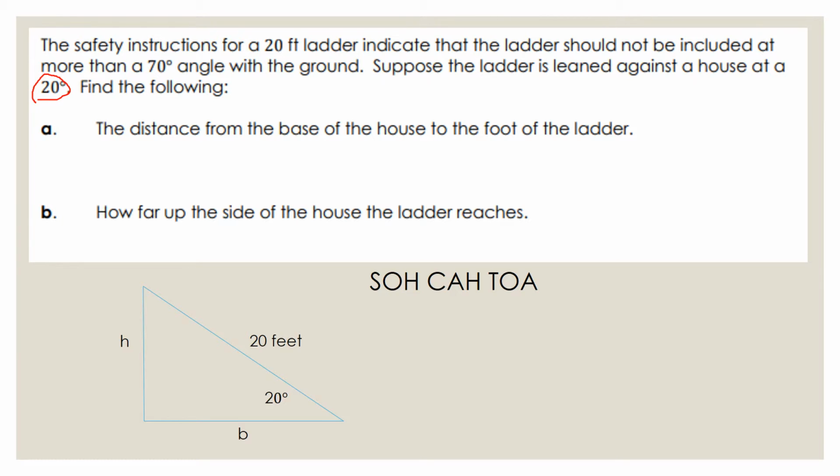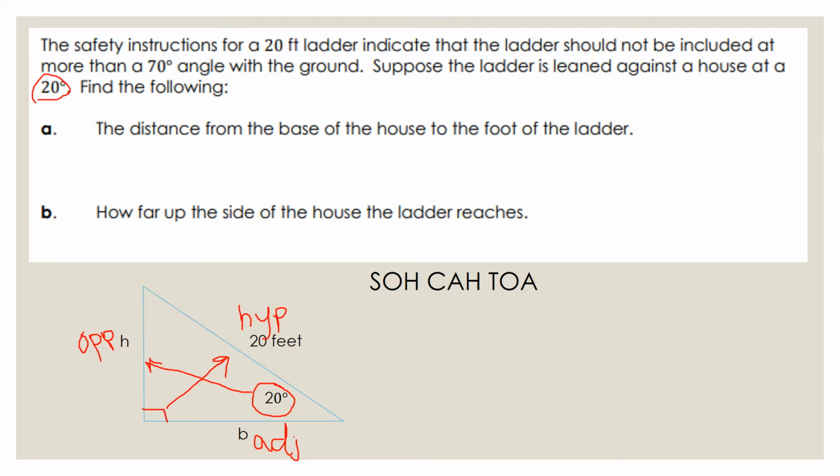And we can use our SOHCAHTOA once again. We're looking at our 20-degree angle, so we can go ahead and label this. The ground with the house makes a right angle. I like to label my hypotenuse first, so the 20 feet is our hypotenuse. Then we go across from our angle in question, and that will be our opposite side. And then the last one, the adjacent side, is the one connecting our angle to our 90-degree right angle.